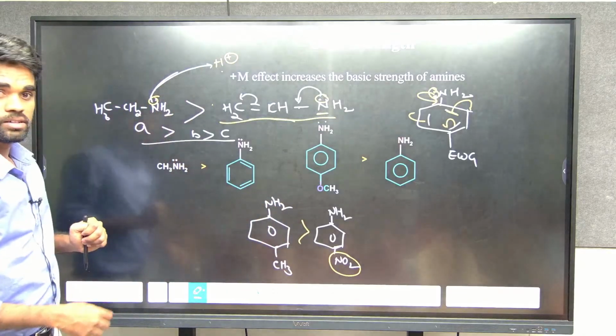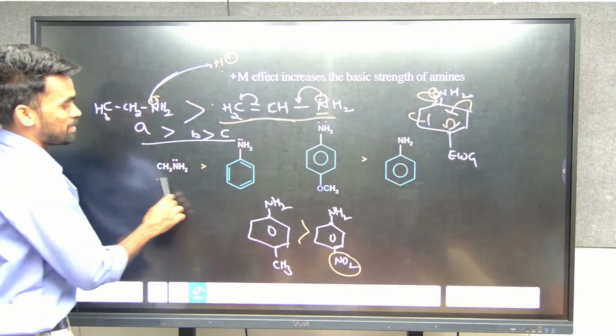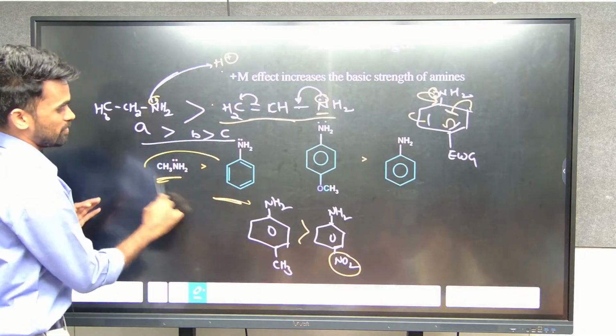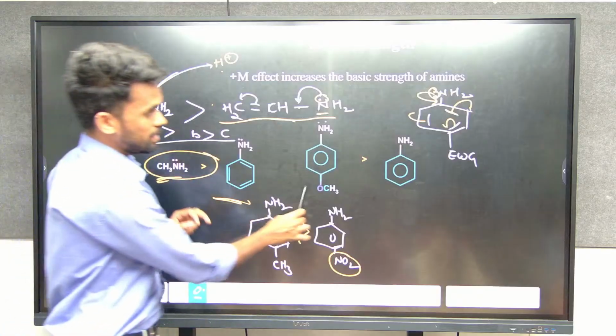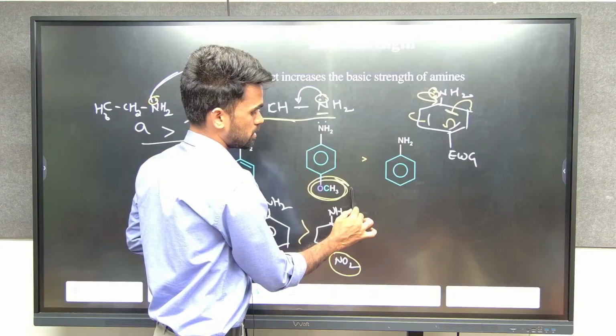Yeah. Between these two you tell me? Yeah, it is already given. Aliphatic amine is more. Between these two you tell me? OCH3 means what type of group it is?